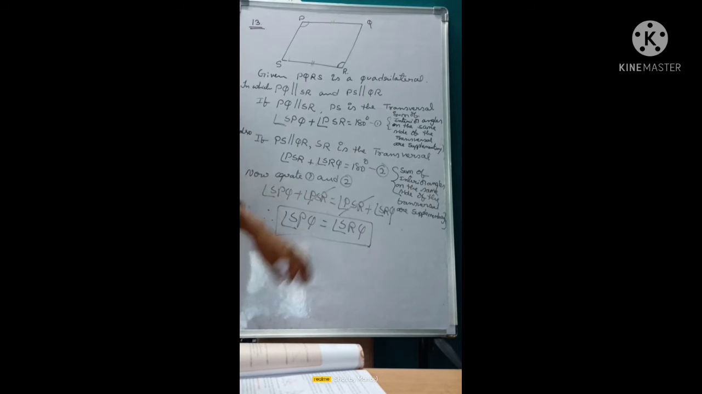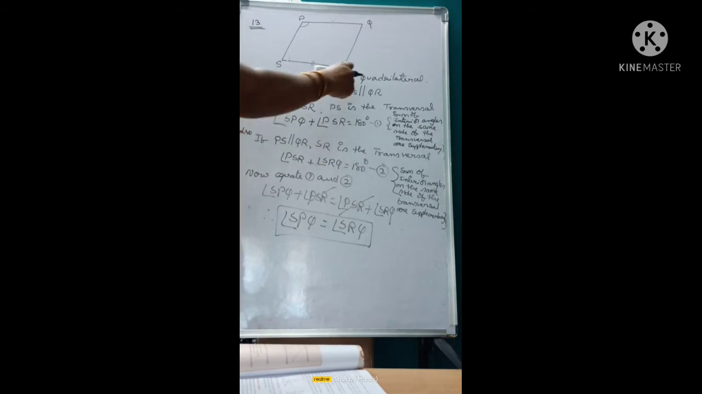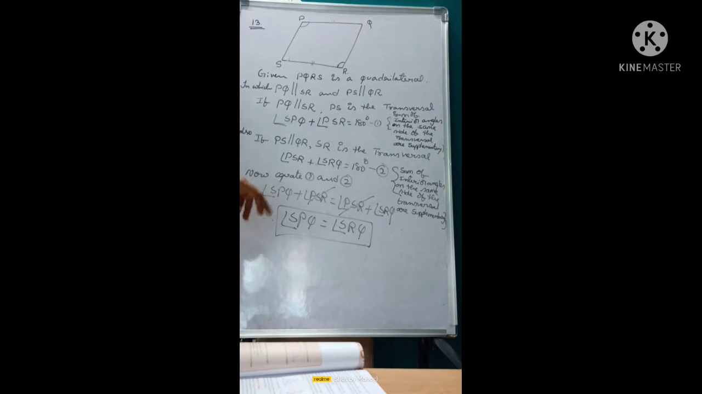Call this equation number 2. Now both right-hand sides are equal, so we equate equations 1 and 2. Angle SPQ plus angle PSR equals angle PSR plus angle SRQ. On both sides we have the common term, angle PSR, so cancel them. So we get angle SPQ equals angle SRQ.